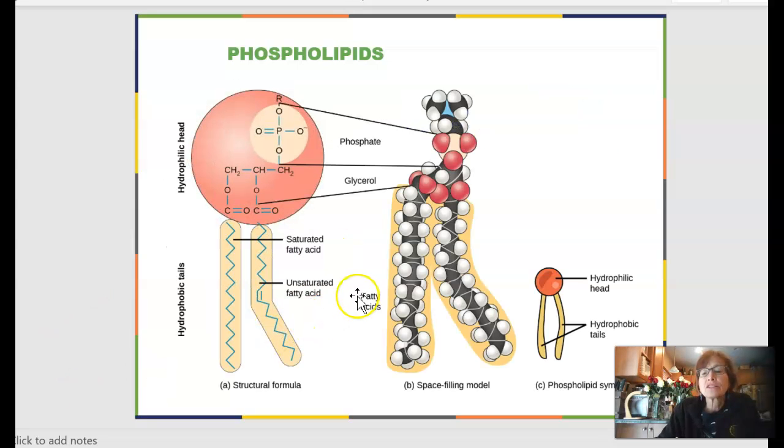And you can see this is just some different types of models that we can look at with the structural formula. And then this one that looks like a toy of some kind. And then this was the typical one that we draw. So it's usually at least one of these tails is bent and one is straight, but this can vary a little bit depending on what climate things live in.